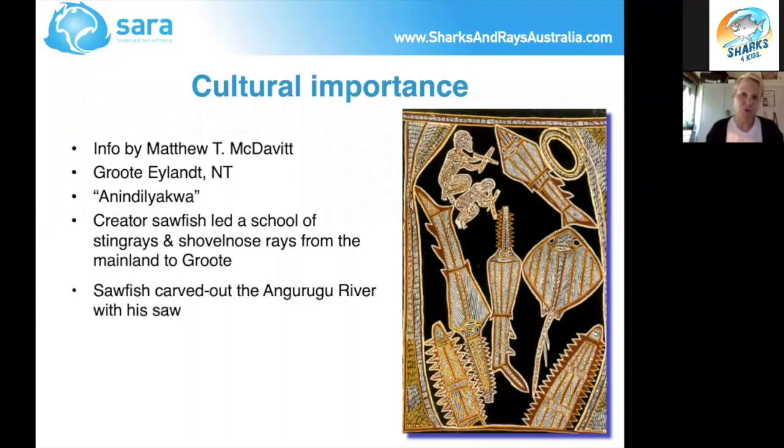And there is a story from an indigenous group living on Groote Island, which is in the Gulf of Carpentaria, and they believe that the creator was actually a sawfish. The sawfish led a school of rays and shovel-nose rays from the mainland to the island. And it also, with its saw, carved out the river that is found on the island. And so that means these animals are quite important, culturally and spiritually, for Indigenous people as well.